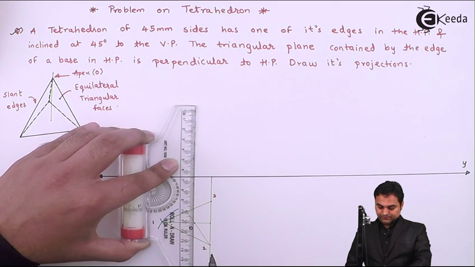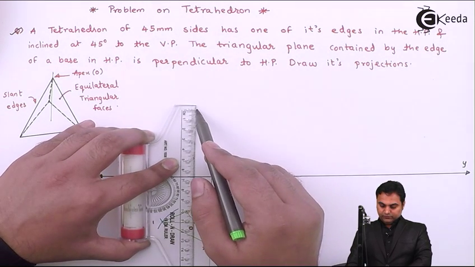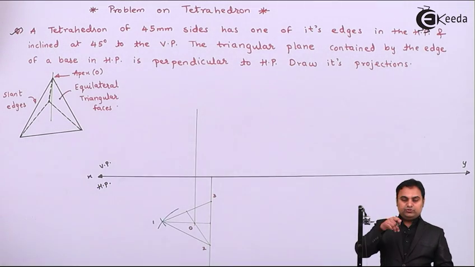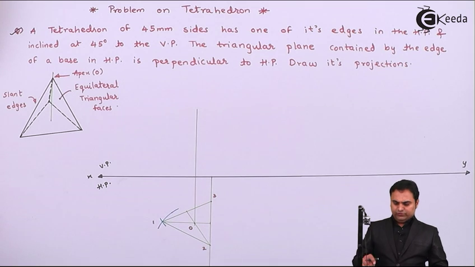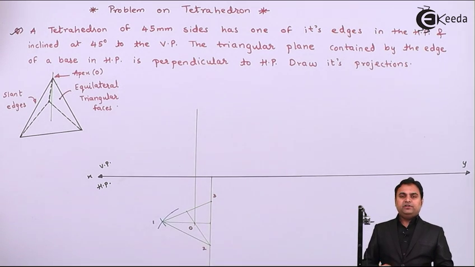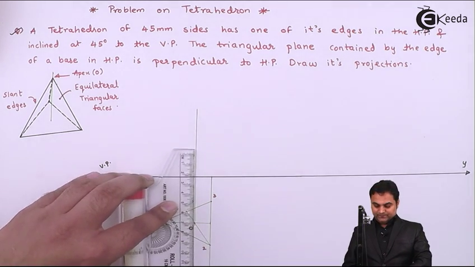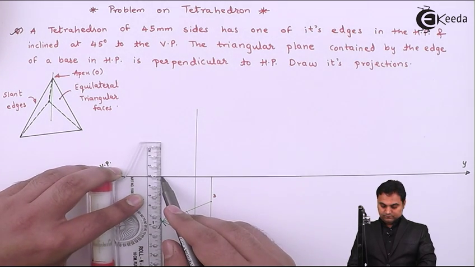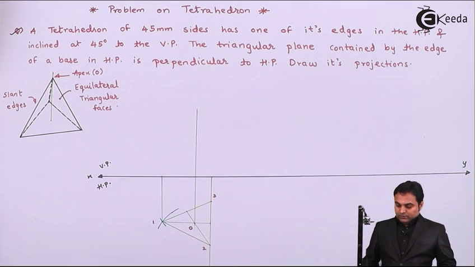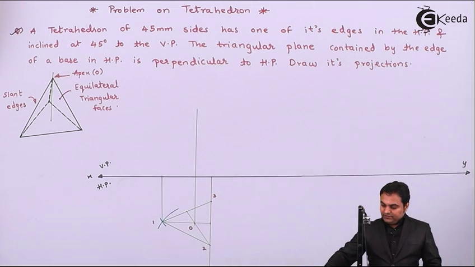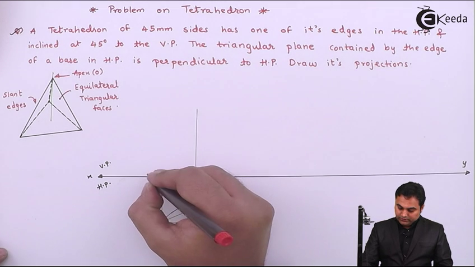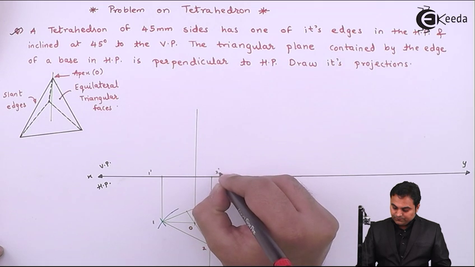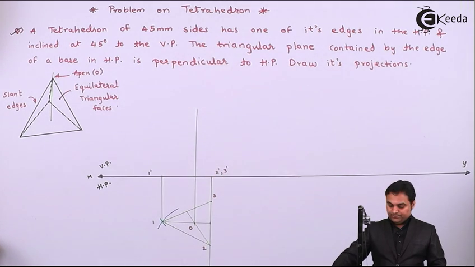Projecting the apex in the front view, it will become an axis of the tetrahedron, because apex also shows the axis, and in the top view it appears as a point, in the front view it will appear as a line. Then I'll give the notation in the front view. Here this is point 1 dash, here we have 2 dash, comma 3 dash.